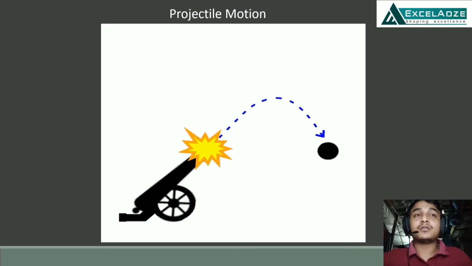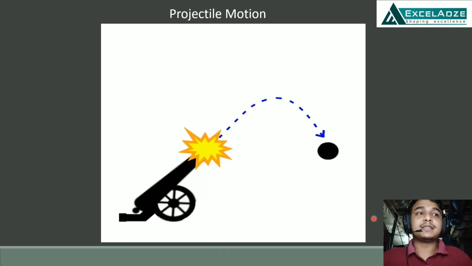Okay, so what is a projectile? By definition, anything we throw in the air can be considered a projectile. For example, you can see in this diagram that a cannonball is thrown. This is an example of projectile motion. The cannonball will hit the ground at some distance.